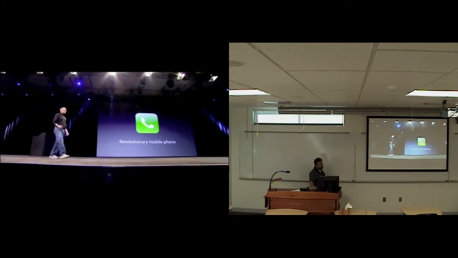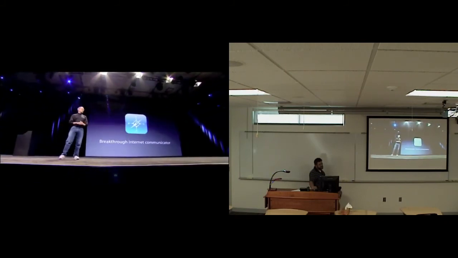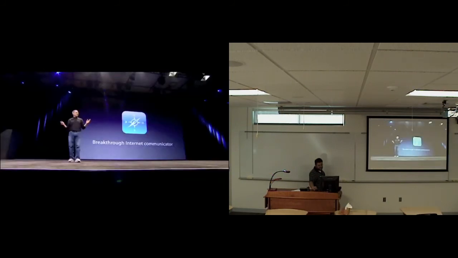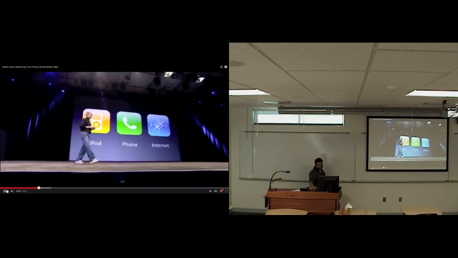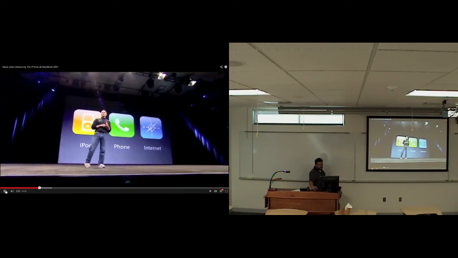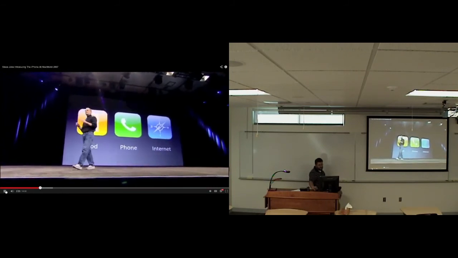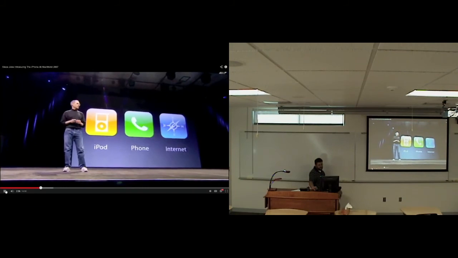A revolutionary mobile phone. And the third is a breakthrough internet communications device. So, 3 things. A widescreen iPod with touch controls, a revolutionary mobile phone, and a breakthrough internet communications device. So he's gone from 1 slide each to now 3 things on a slide, and he's actually using the presenting software to his advantage here. Notice what he does next.